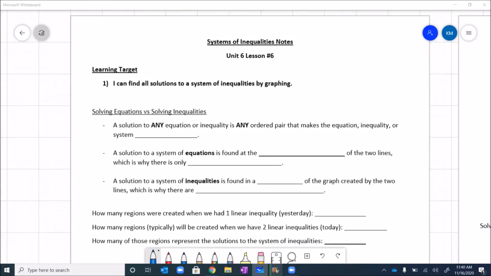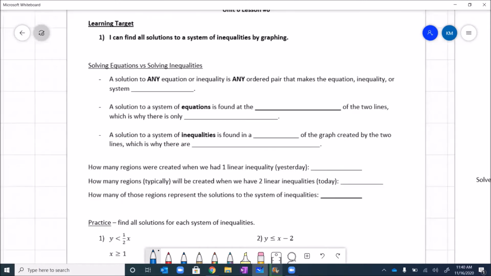Today we're going to look at solving systems of inequalities notes. And at the end of this video, you should be able to find all solutions to a system of inequalities by graphing. Okay. So a solution to any equation or inequality in any order is any ordered pair that makes the equation, inequality, or system true.